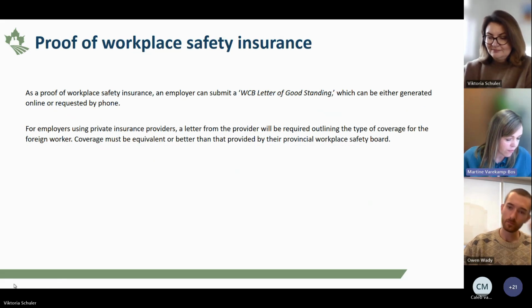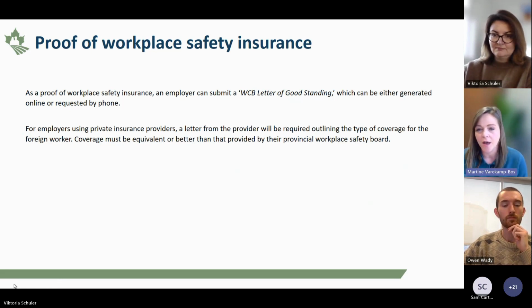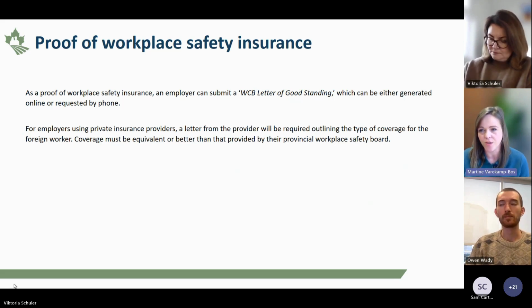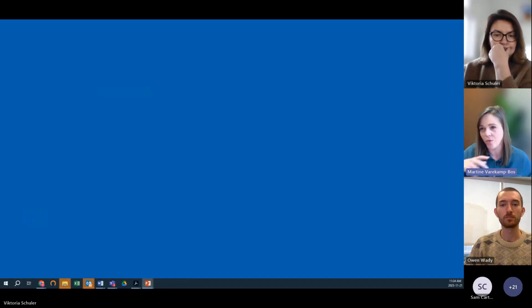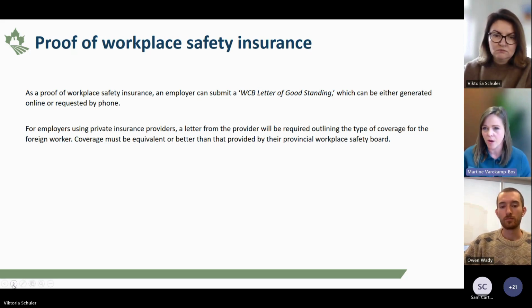Yeah, so the proof of workplace safety insurance. This depends, you have to be consistent with whatever is required in your province. From my experience over the last few years with LMIAs, officers are not placing as much emphasis on it now as they were a couple of years ago or before COVID. I would say they were always looking for proof in their applications. You don't have to supply proof, but you do need to acknowledge that you have workplace insurance, whether that is through your provincial WCB body or whether you're getting private insurance.